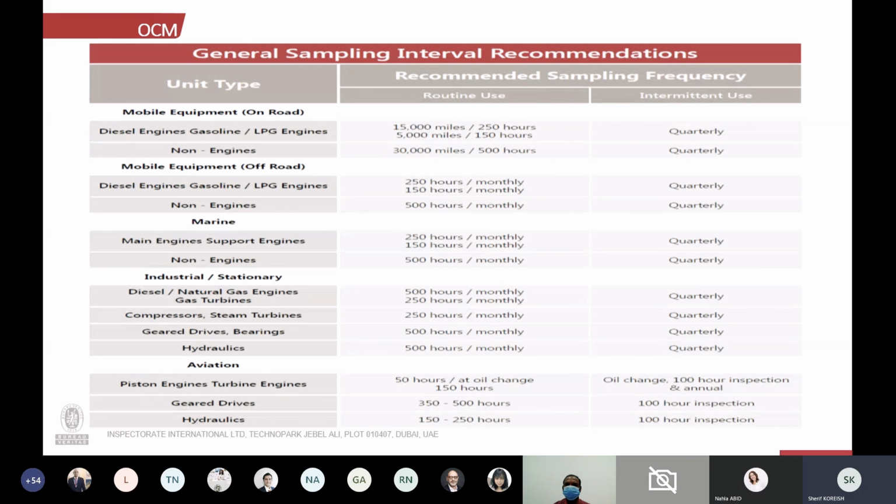So this is agreed upon during the initial setup of the program. Based on the application, if it is on the road, as I said, it is this much. If it is non-engine equipment, for example, we are talking about 30,000 miles and 500 hours for routine use, and so on and so forth. This is set prior to the starting of the program in order to have scheduled sampling for testing. Of course, this can be changed during the operation due to the analysis reports and the results obtained and the trending taking place on the machinery involved.